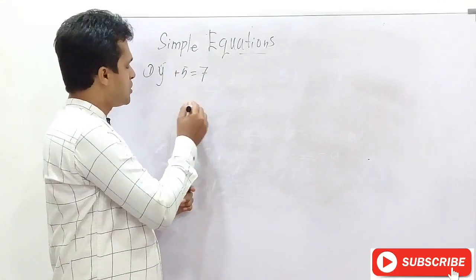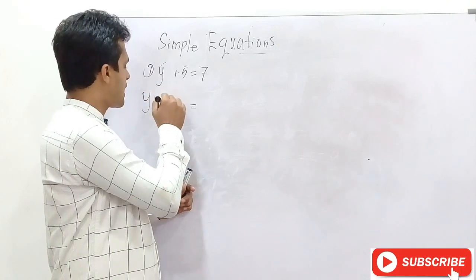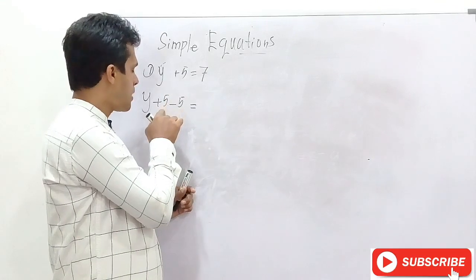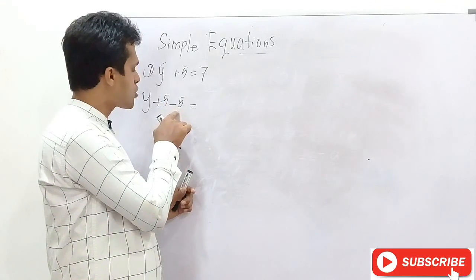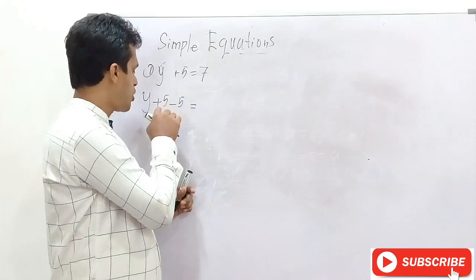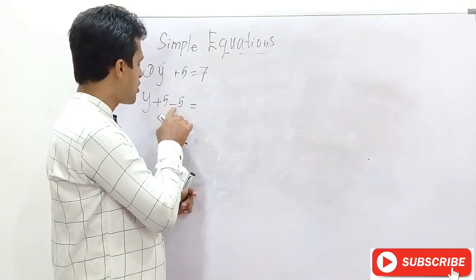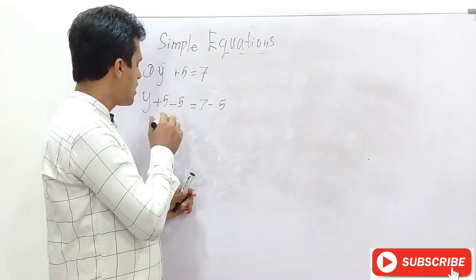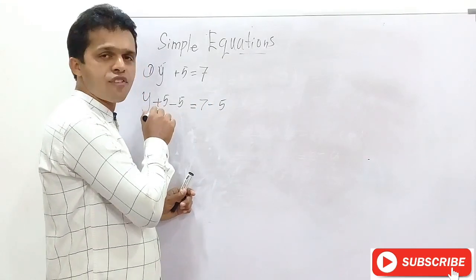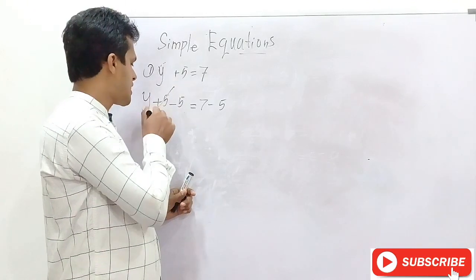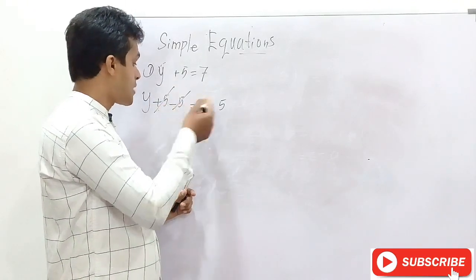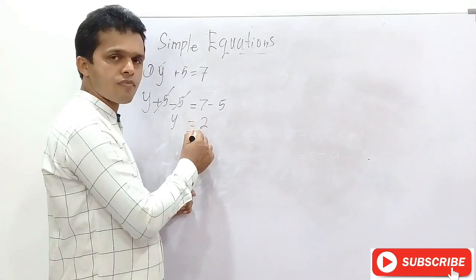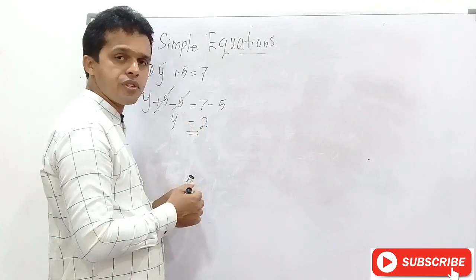y equals, here you could see positive 5. If it is plus 5, then you have to subtract 5. So, plus 5 minus 5, and 7 minus 5. Now simplify plus 5 and minus 5. y equals 7 minus 5. So y equals 2.